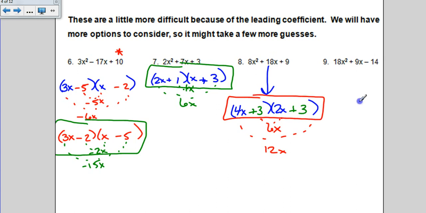Okay, number 9, 18x squared at the beginning. There are a couple different ways to get that answer. It could be 18 and 1, could be 6 and 3, could be 9 and 2. I'm just going to try 6 and 3. I don't really know if it's right, but we're just going to try it.